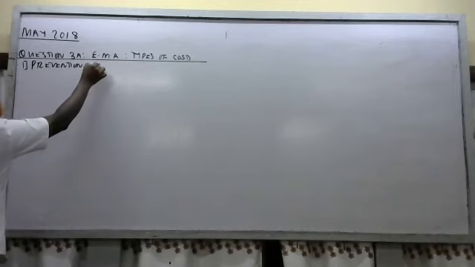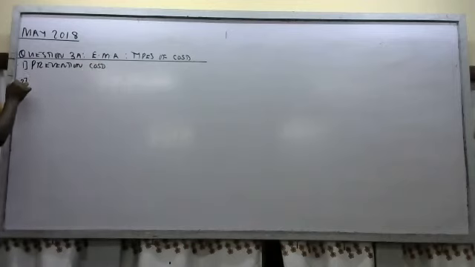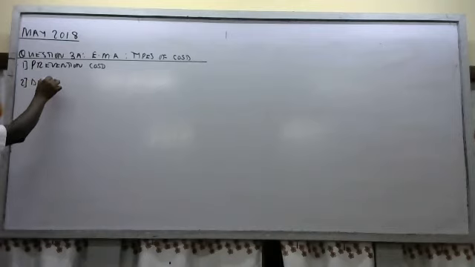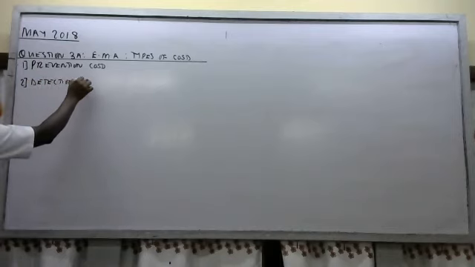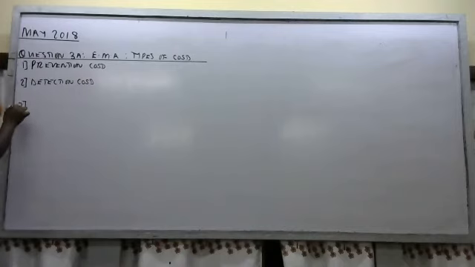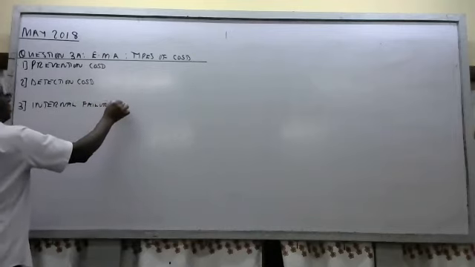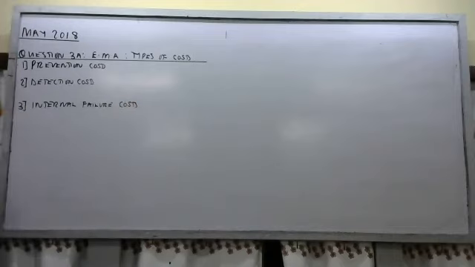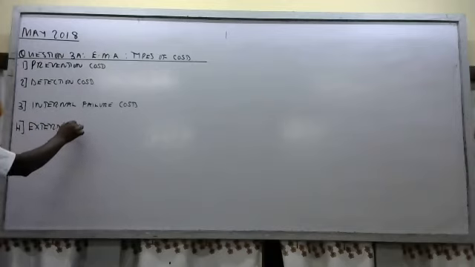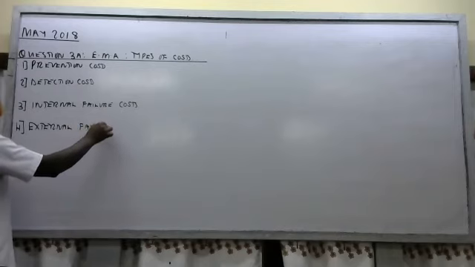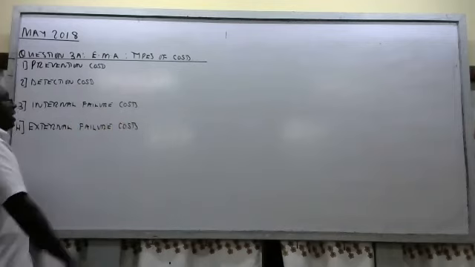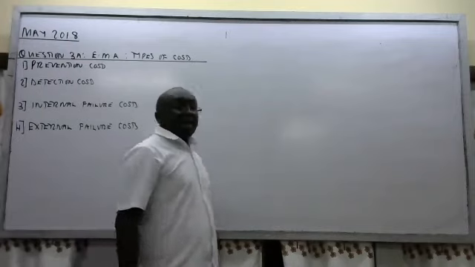There are many ways of classifying these costs. Number 2 is detection costs. Number 3 is internal failure costs. Number 4 is external failure costs. So those are enough.